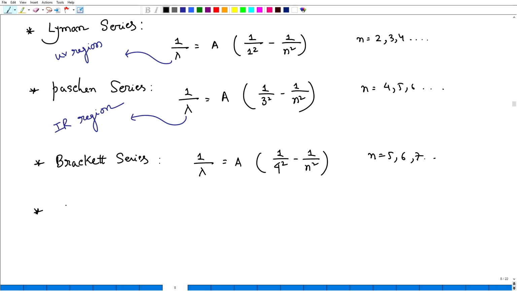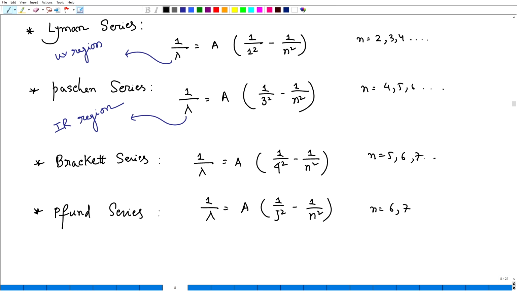And at last there is the Pfund series. He gives just 1 by 5 squared. So you may ask, there may be 5, 6, 7, 8 and so on, but actually the energy is decreasing after IR. This should be after the IR region. After IR what comes basically, we know from the spectrum: visible, then UV, then IR, the wavelength is increasing, so energy should decrease.